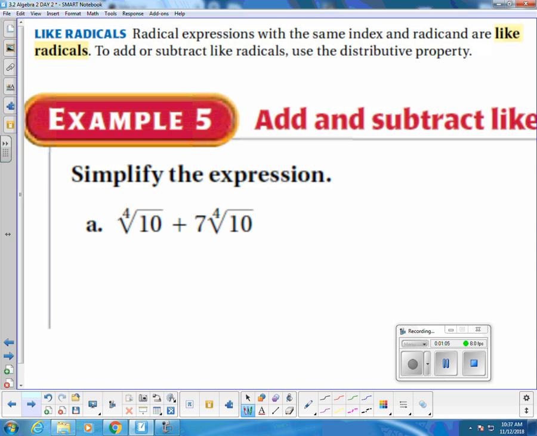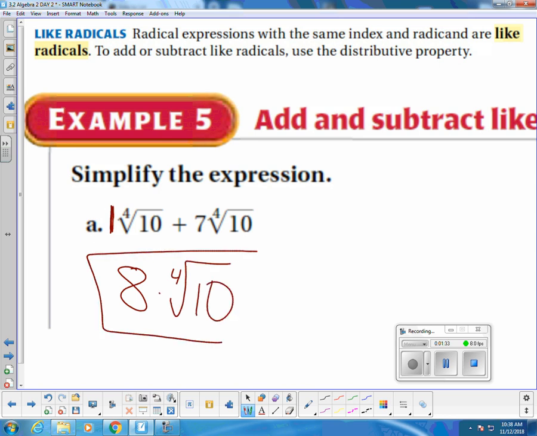Now here's how I think about it. I remind myself that there's actually a 1 right here. And I think if I have 1 apple and I'm adding on 7 apples, how many apples would I have? Now you guys are like, silly Mrs. Harp, these aren't apples. Well, it's a similar thing. They're like terms. If I have 1 4th root of 10 and I get 7 more 4th roots of 10, I'll have 8 4th roots of 10. So I use that silly apple analogy just to make you realize you don't really need to change the 10 at all. You just keep it 4th root of 10.